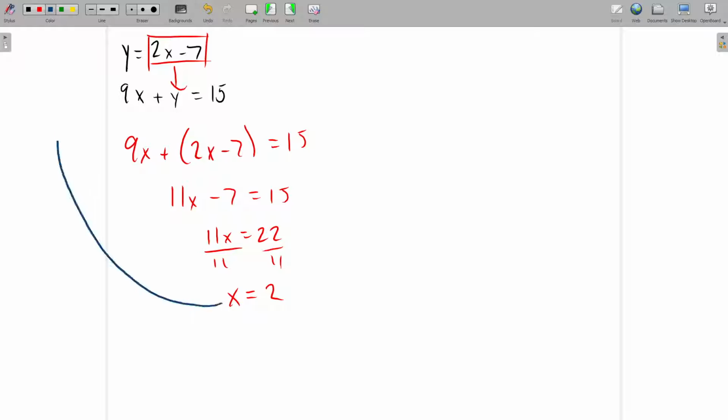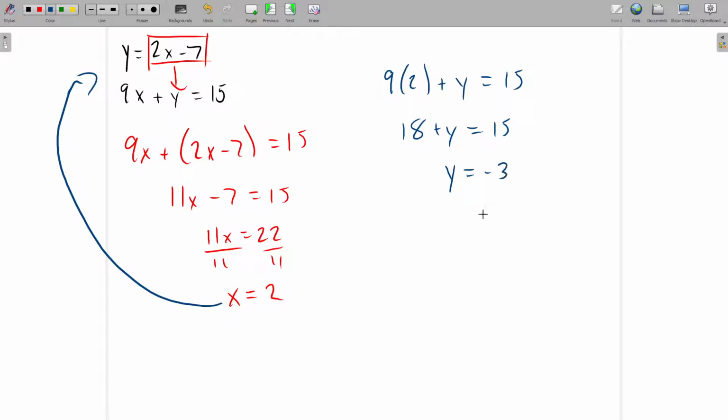So we want to take this 2 and plug it into either of these two equations. Right, so I'm going to choose the second one because I chose the first one and the last one. I want to mix it up and show you how it'll work either way. So if we choose the second one, 9 times 2 plus y is equal to 15. Well, that's 18 plus y is equal to 15. Subtracting 18 from both sides, we get y is equal to negative 3. So our solution is going to be 2, negative 3.